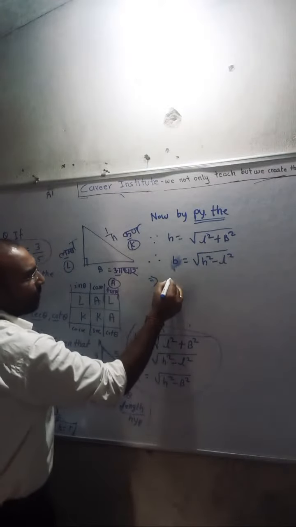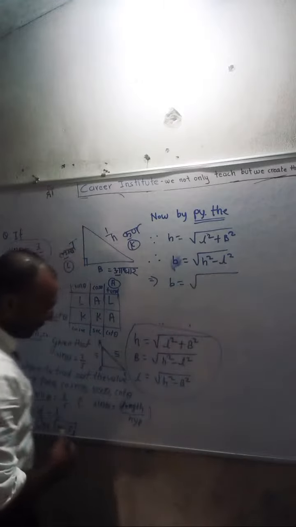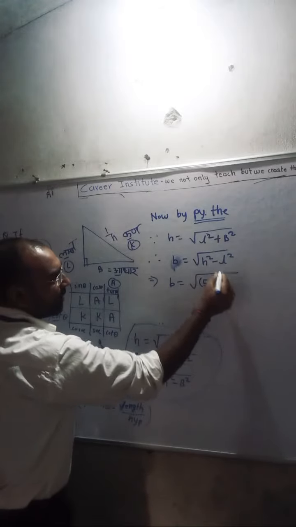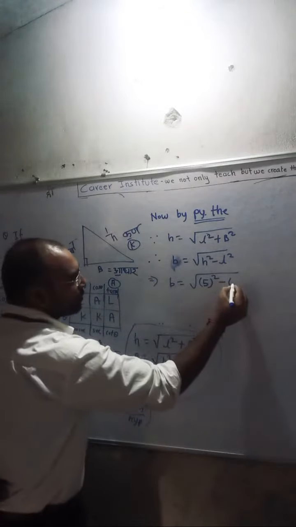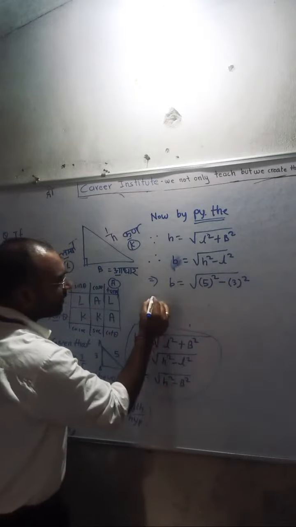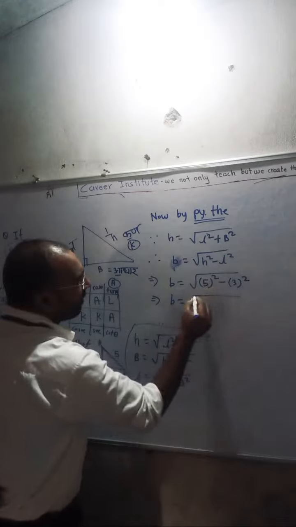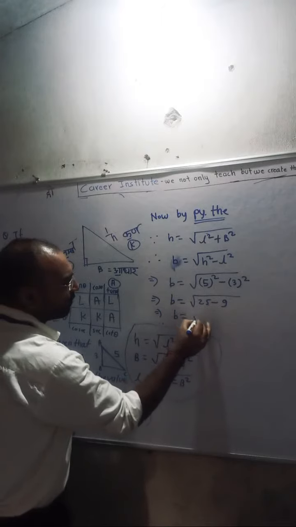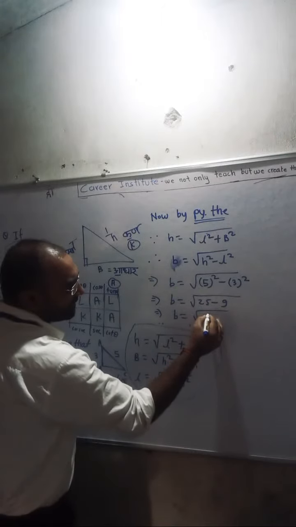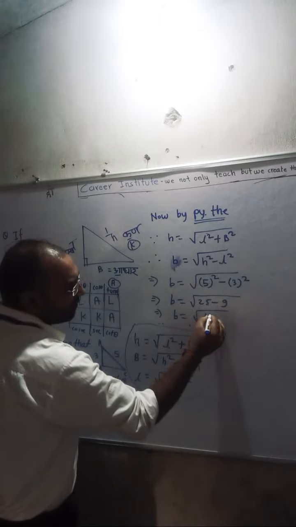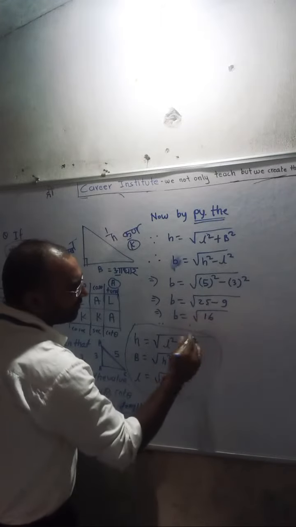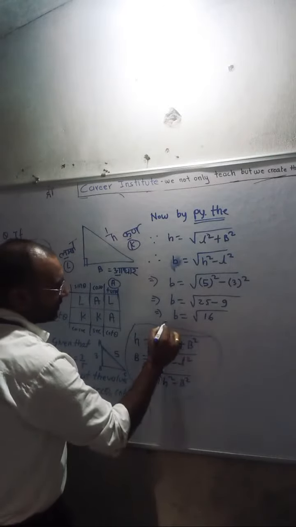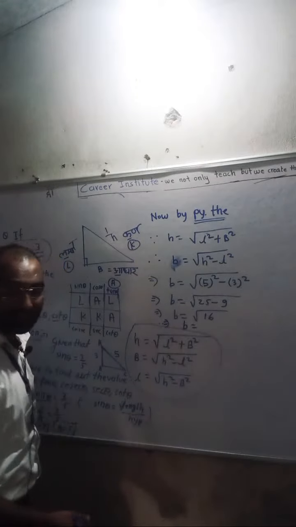The next step, base is equals to root hypotenuse. What's the value of hypotenuse? 5. 5 square minus length. Length is equals to 3. So 3 square. This step is clear. Then base is equals to root 5 square means 25 minus 3 square means 9. So base is equals to what now? 16. Now base, is there any root value of 16?